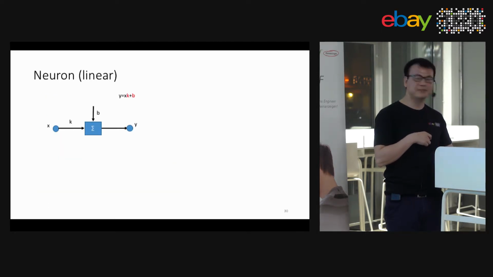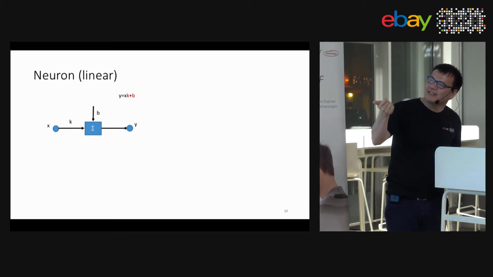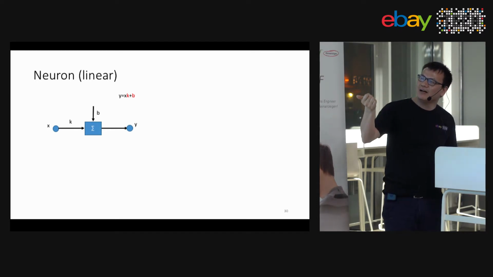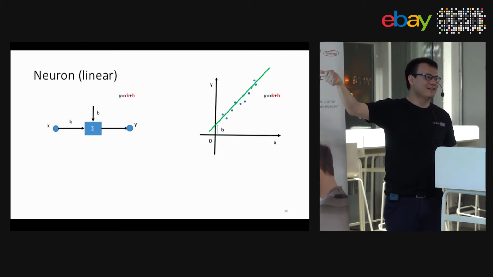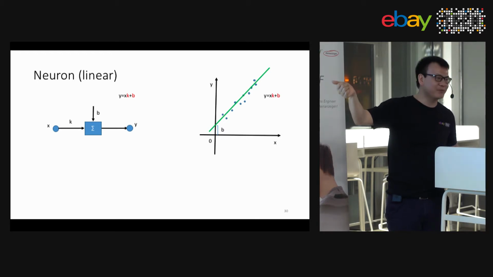So let's continue. This is one neuron. Can you imagine what this neuron can do? It has an output Y, given the input X. There is a k times this X, and then it adds a b. This is what this neuron does. It's a linear regression for one-dimensional data. I think you may have seen this chart in a high school mathematics textbook. This is what one linear neuron does.